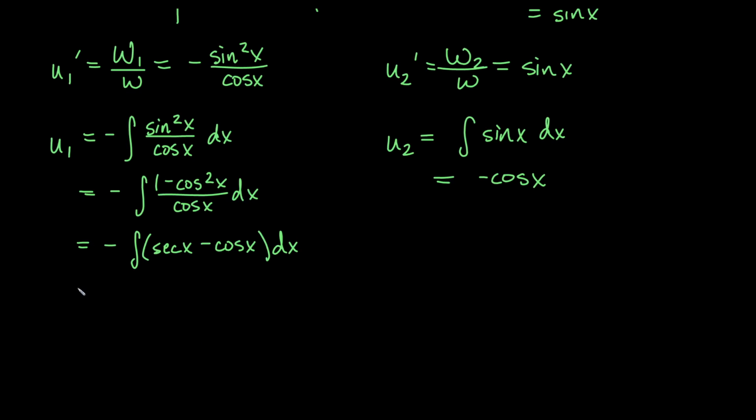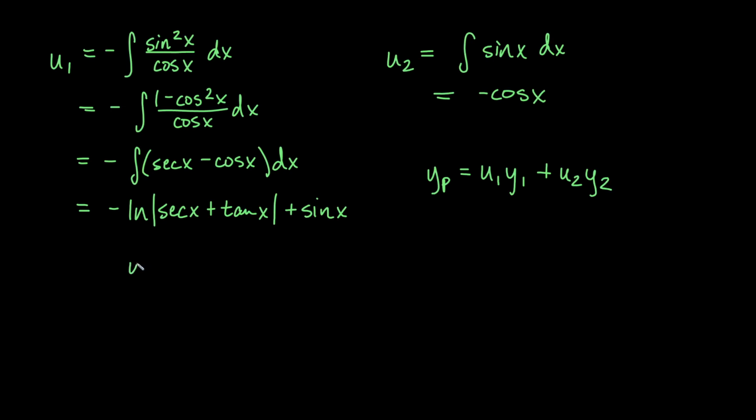If we go ahead and finish our u1, then the antiderivative of secant x, remember, is going to be ln of secant x plus tan x. So we have our negative out in the front. And then the antiderivative of negative cosine x would be negative sine x. We have a negative out in the front there, so we also get plus sine x, leaving off our plus C. And now remember, our y sub p, our particular function, is u1 y1 plus u2 y2.